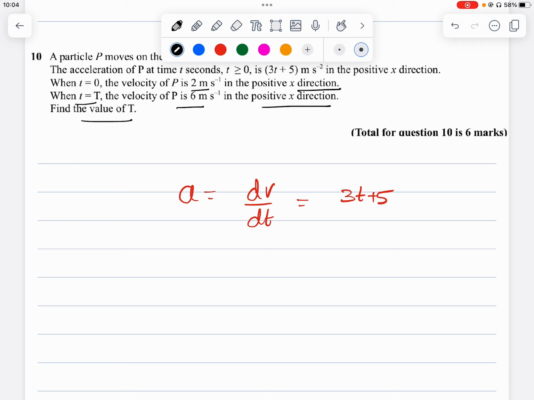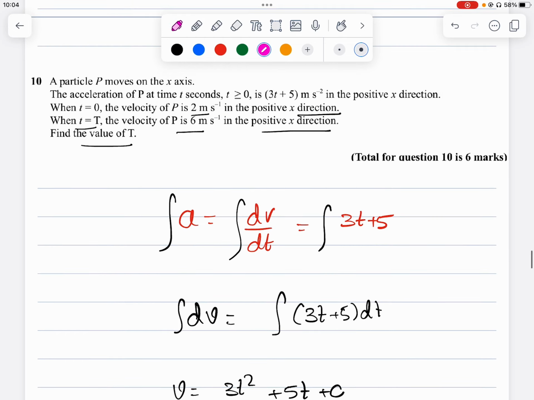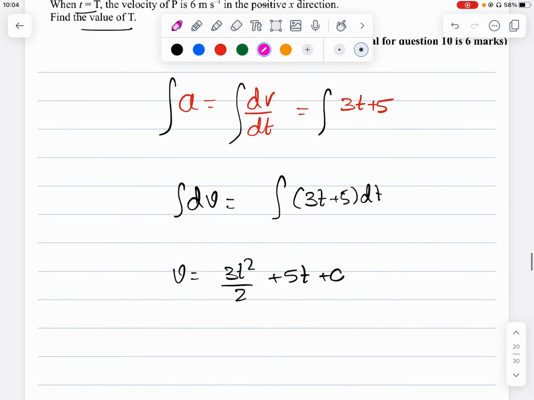So when acceleration is given and we want to find the velocity, we have to do the integral. So integral of dv equals integral of 3t plus 5 dt. So velocity equals 3t square upon 2 plus 5t plus c. Now what is the condition given? t equals 0, v equals 2.